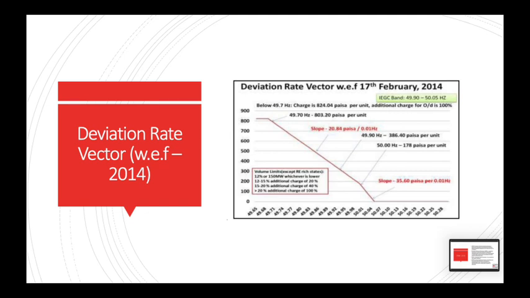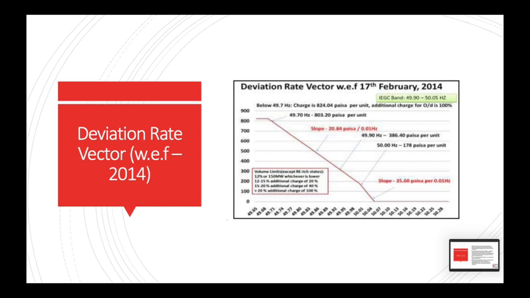Now, at these three reference points, that is at 49.7 Hz, at 50 Hz, and at 50.05 Hz, the CERC has put certain rates of deviation. For example, at 49.7 Hz, there is a rate of 8 rupees 24 paisa. At 50 Hz, there is a rate of 1 rupee 78 paisa. And at 50.05 Hz, there is a rate of 0 paisa.